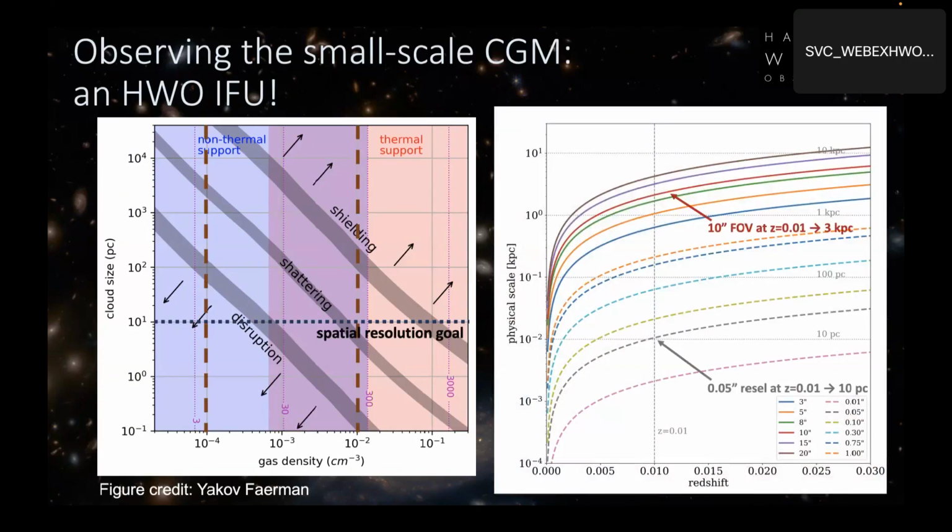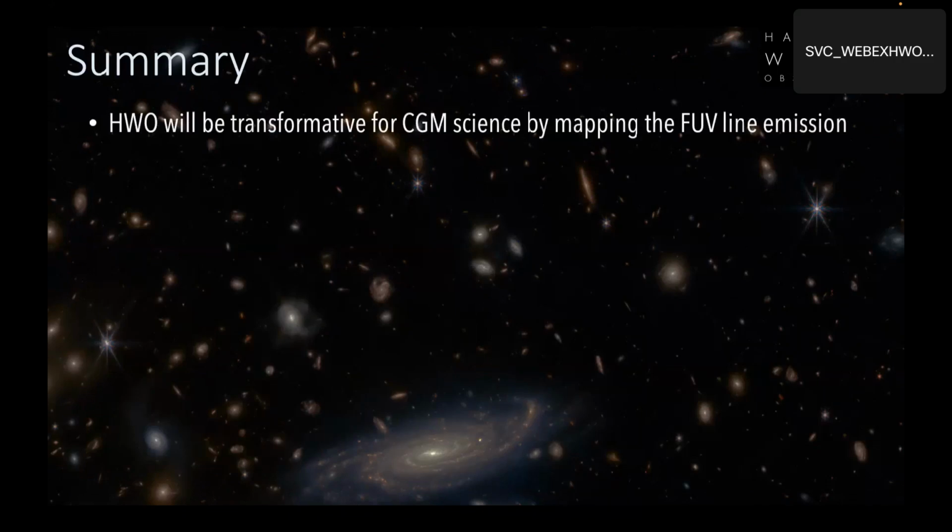So coming back to our scale once more, for a 10 arcsecond field of view IFU, this would allow us to map 3 kiloparsecs of that substructure. I realize this is an ambitious field of view for the IFU. We could live with a little smaller than that, but an appreciable region of the larger field mapped with the MOS, and 50 milliarcsecond resolution would get us down to this 10 parsecs at redshift 0.01.